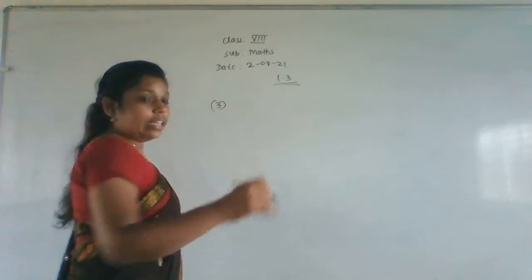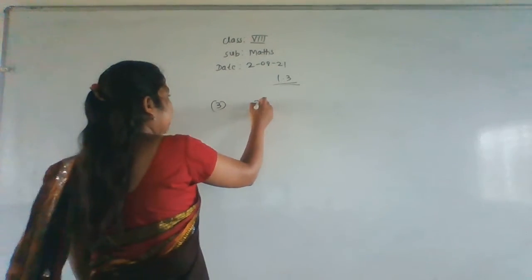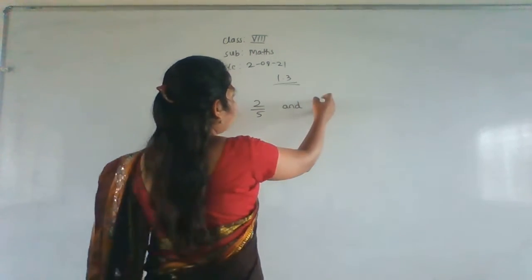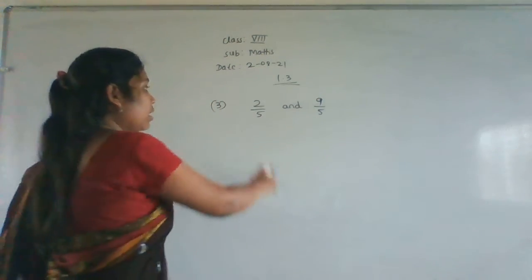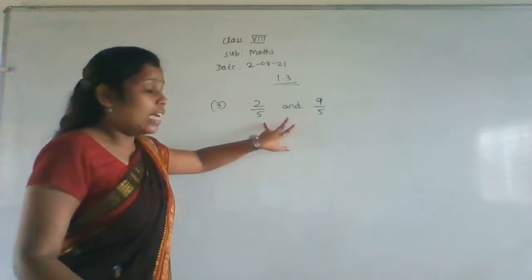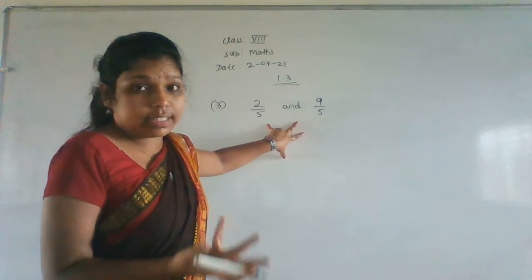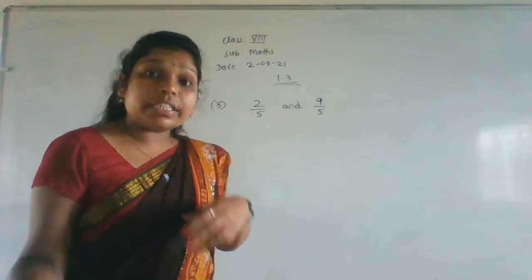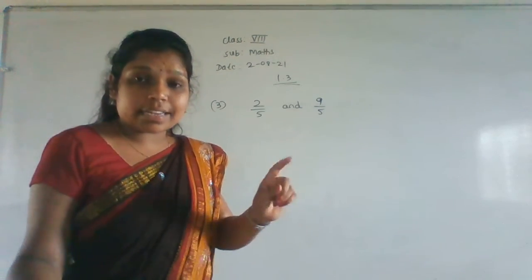Third, find any 5 rational numbers in between 2 by 5 and 9 by 5. Right? 2 by 5 and 9 by 5. See, 2 to 9. How many numbers are there? See, the first thing is to make the denominator the same. But already the denominator is the same. In the question itself they gave the same denominator. Here also 5 and here also 5. If it is not the same, then the first thing is to make the denominator the same. That is our duty first.